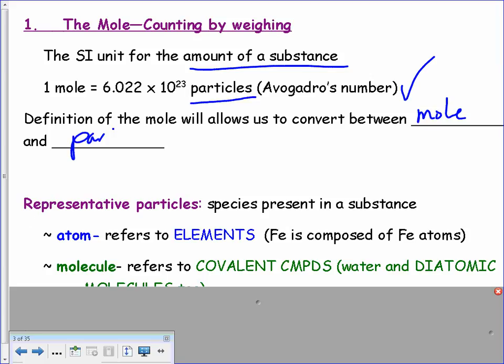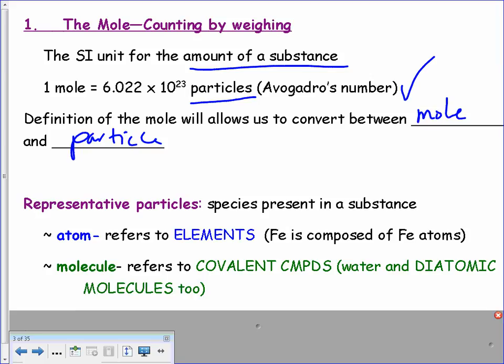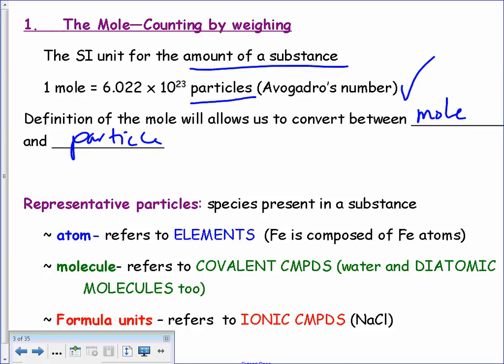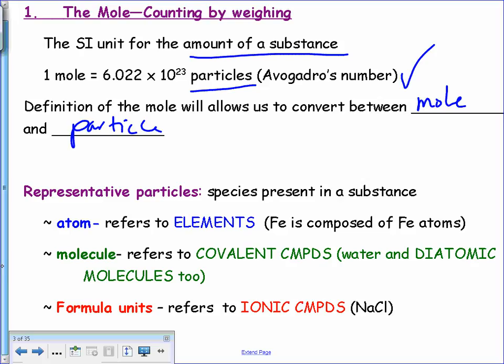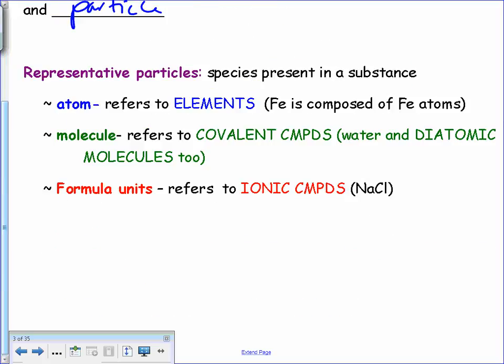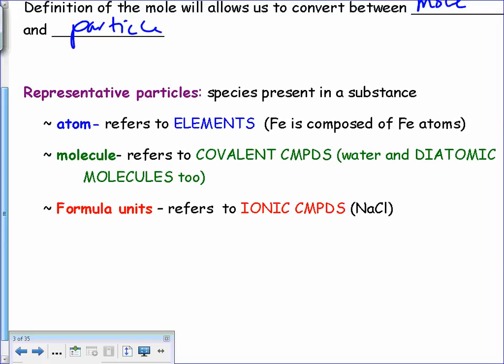So that's just kind of like okay, she's got the 2 units there, we're converting between those 2 units. And then those particles we just talked about are here. If you want an example of them, the examples are listed right behind it. So an atom is referring to an element, for example, iron, something straight from the periodic table. So remember, elements are just straight from the periodic table of elements.